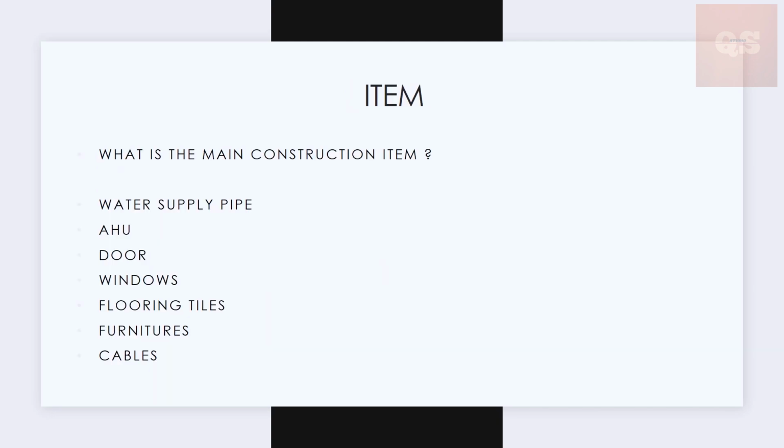Then we have the item itself. What is the construction item that is being supplied or installed? I've just listed down some basic items used in a construction project. We have pipe, AHU, door, window, tiles, furnitures, cables. You need to understand what the item is.